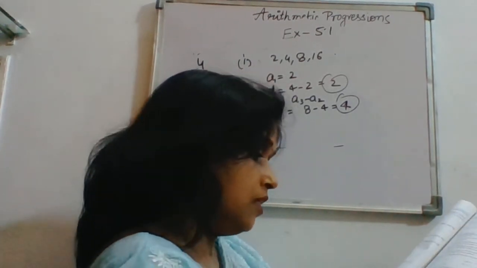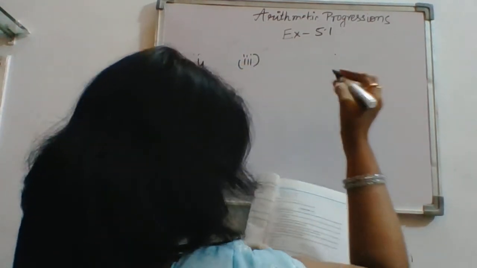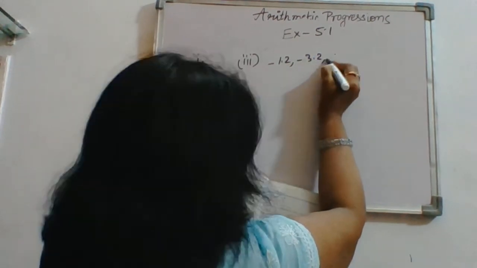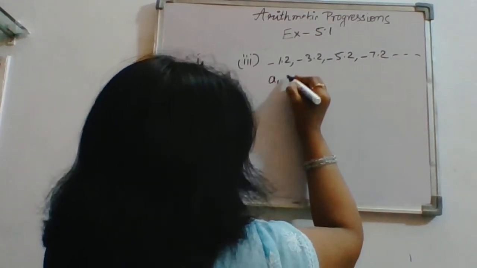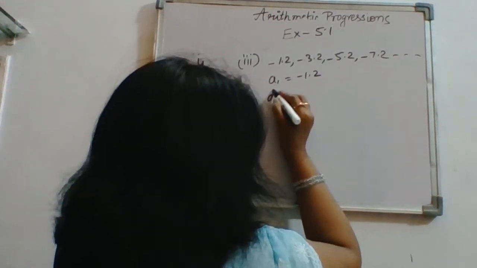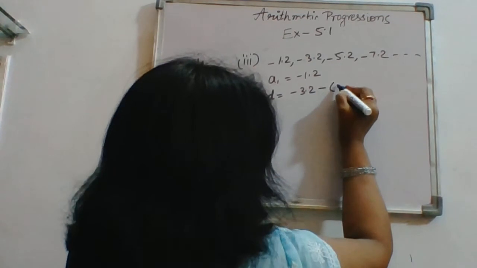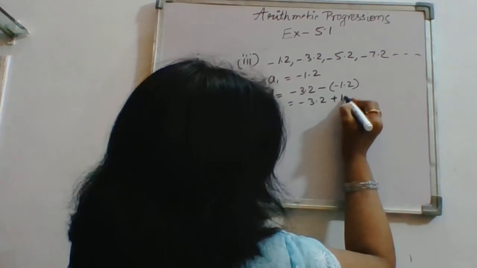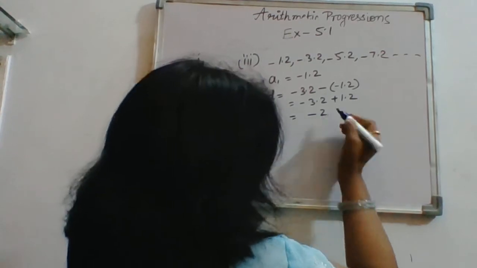Now see the third part. In the third part, the list of numbers is minus 1.2, minus 3.2, minus 5.2, minus 7.2 and so on. So A1 is minus 1.2. We will find the common difference: minus 3.2, from this we will subtract minus 1.2. So it will be minus 3.2 plus 1.2. So it will be minus how much? 2 only. Okay.